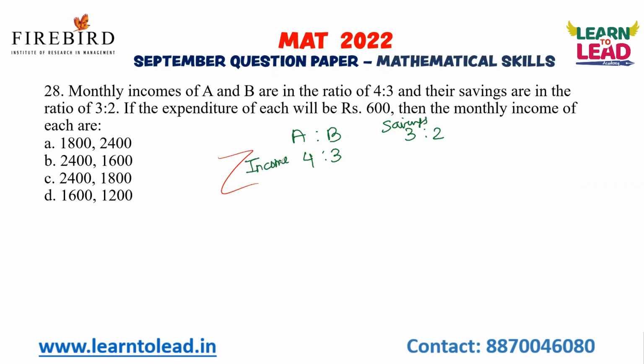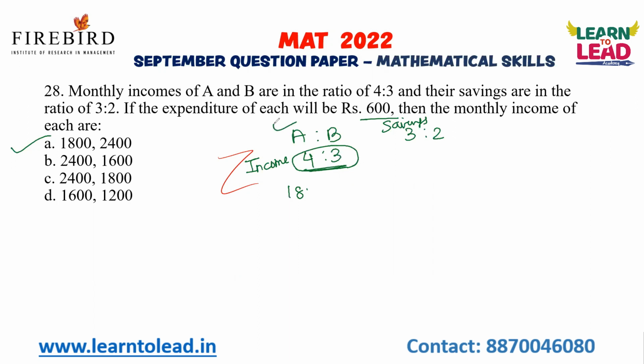Okay, if the expenditure of each will be 600, the expenditure is the same. Then the monthly incomes of each are, see, if I take 1,800 and 2,400, see here. They ask to find the monthly incomes of A and B. See, they're asking for the monthly incomes. If I compare the ratio of income, right?